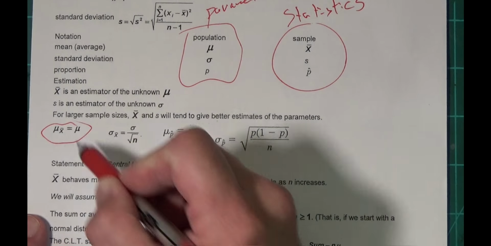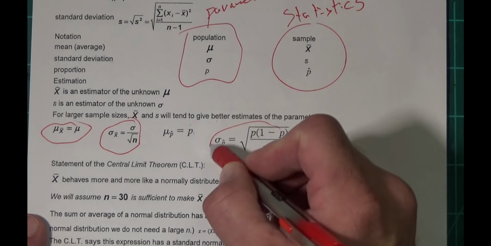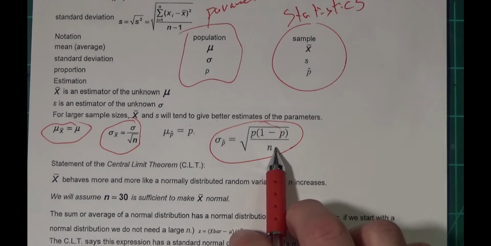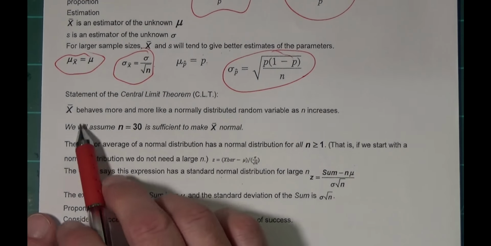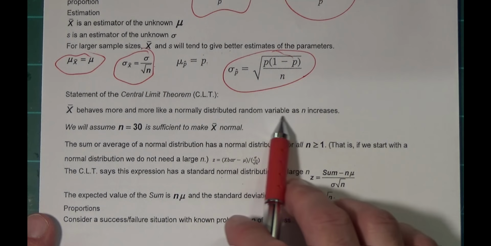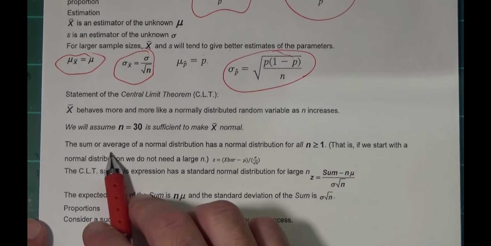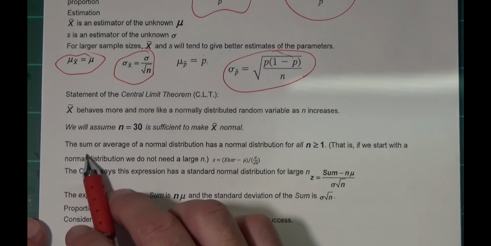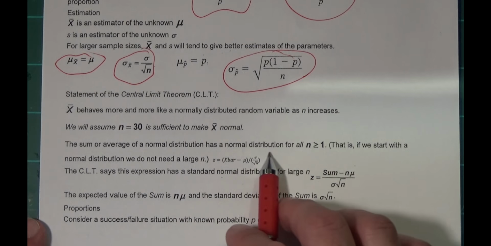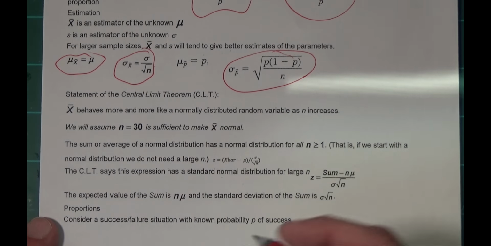And right here she's saying unbiased. Here she's saying standard error. Over here she's saying standard error, which she promptly ignores in some problems and does something else. So that other equation is not here. And then central limit theorem, X bar behaves more and more like a normal as the variable n increases. We assume n over 30 is sufficient. The sum or average of a normal distribution has a normal distribution for all n greater than or equal to 1. In other words, if it starts normal, it stays normal.